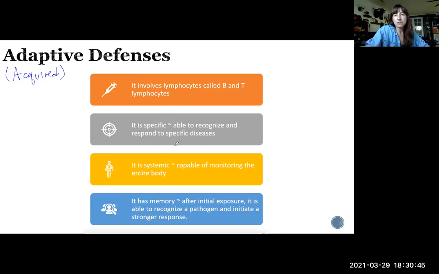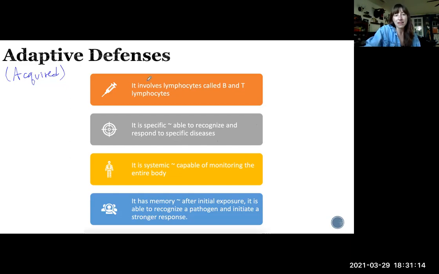Your adaptive defenses, your adaptive immune system, is very, very specific. So the T cells or the B cells, the memory that you have, the antibodies that you make are literally specific to one antigen, and that's it. They recognize and respond to specific diseases, each one of them, okay? There are more than one for each disease, but each one of them is only programmed to recognize one disease.